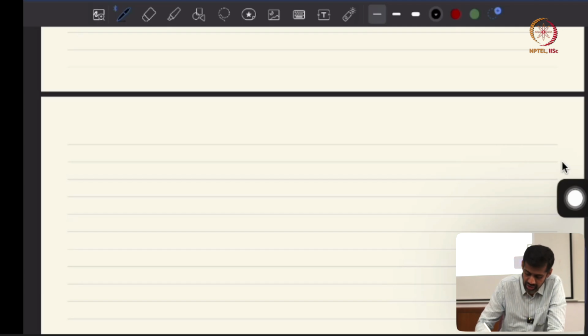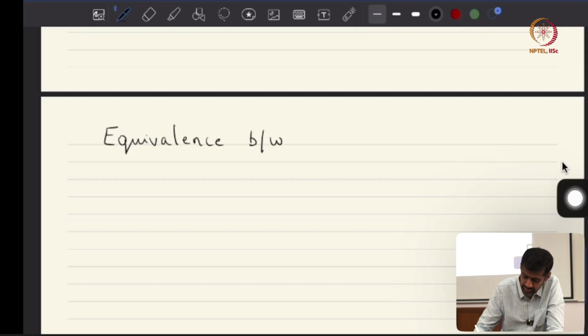Okay. So now, equivalence between regularized ERM and MAP estimates.